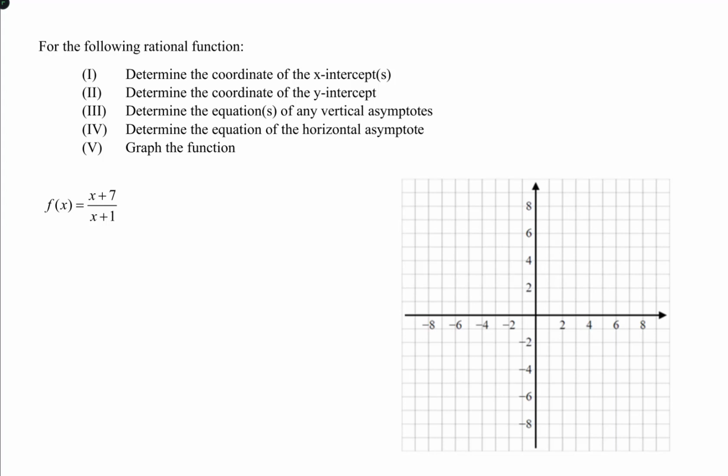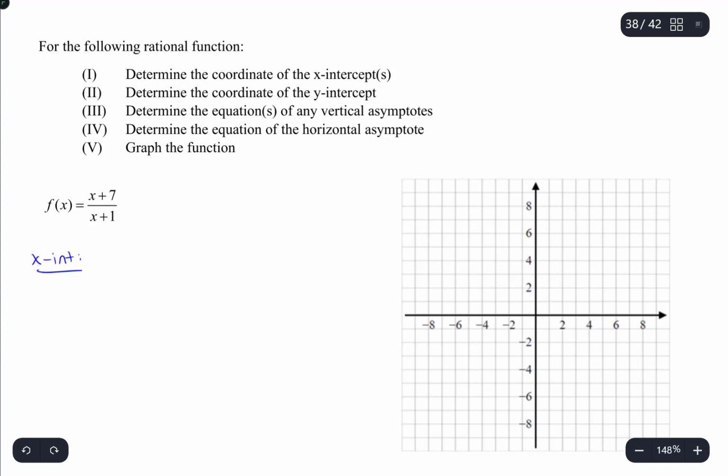For the rational function, determine the coordinate of the x-intercepts, determine the coordinate of the y-intercept, determine the equations of any vertical asymptotes, any horizontal asymptotes, and finally graph the function. Now, it sounds like a lot, and that can be intimidating, but each of these pieces is relatively easy to do, as long as you know the properties here.